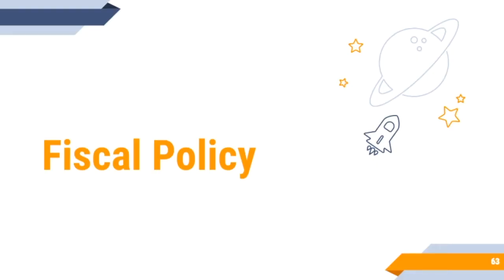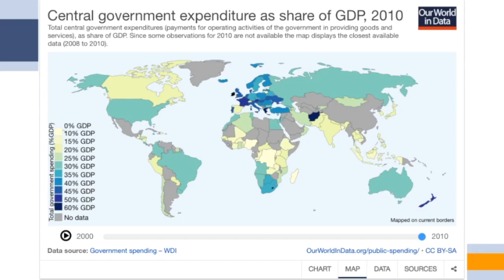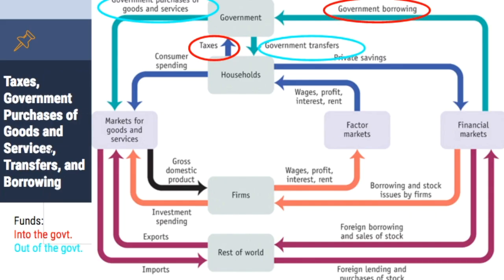Fiscal policy. This image shows government expenditure as a percentage of GDP. The government basically collects a lot of taxes and spends a lot of them. Although comparatively, the US doesn't spend as much in proportion as nations in Europe, the impacts are still significant. Can anyone in the class explain the government inflow and outflow of funds in this circular flow diagram? We learned this in the previous sections already.